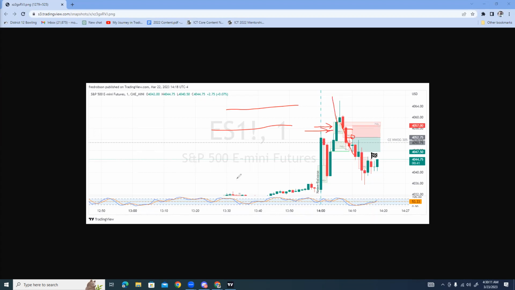It rejected. So he stuck to his plan and waited for the bearish opening. And this is what's called the news trade, which is an ICT model where you only trade the news.